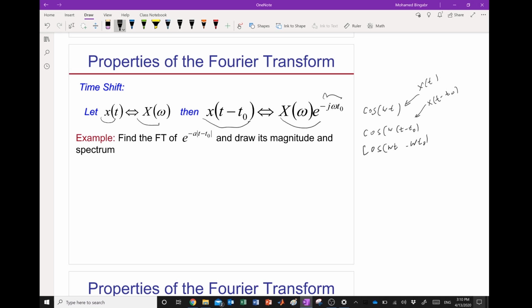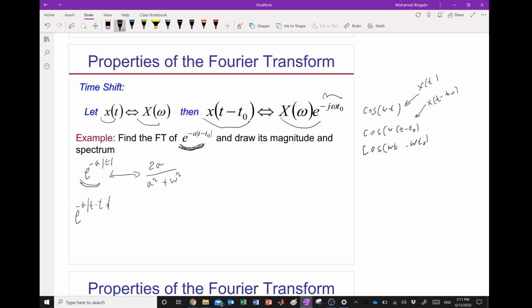So if I have this example, I need to find the Fourier transform of this one. Well, in the previous example, we found the Fourier transform of these to be 2a over a squared plus omega squared. So now this signal here is the same as this signal, shifted.